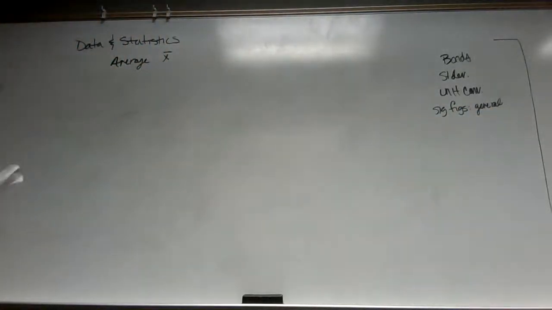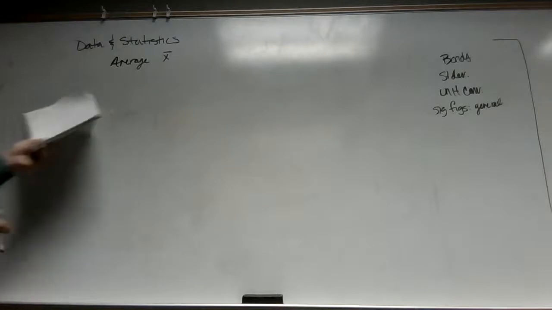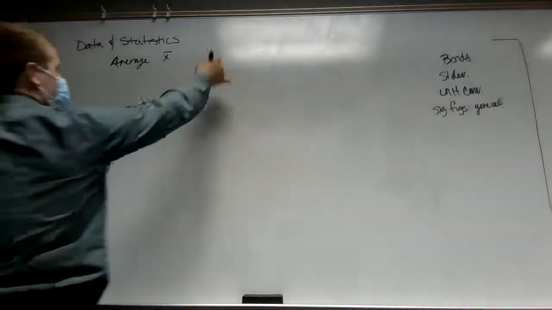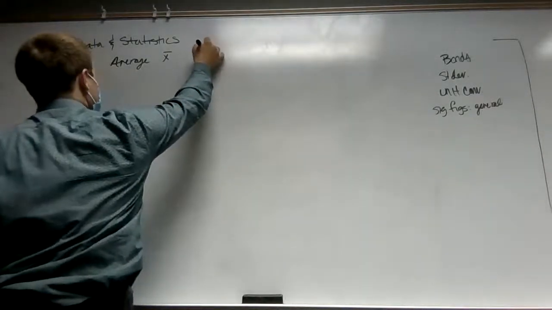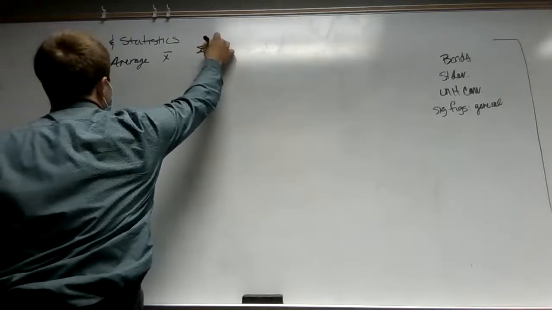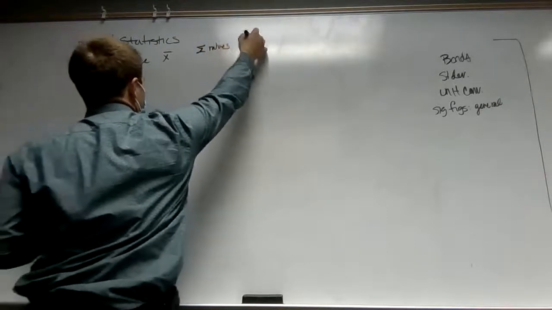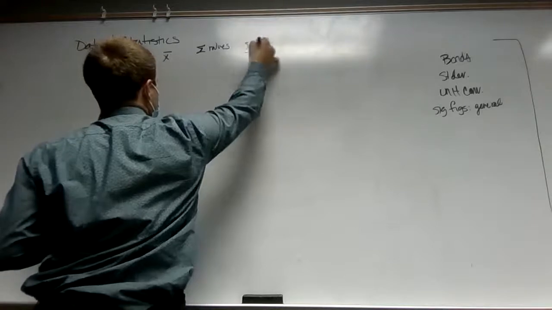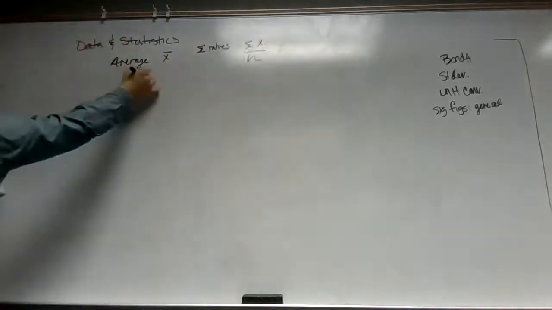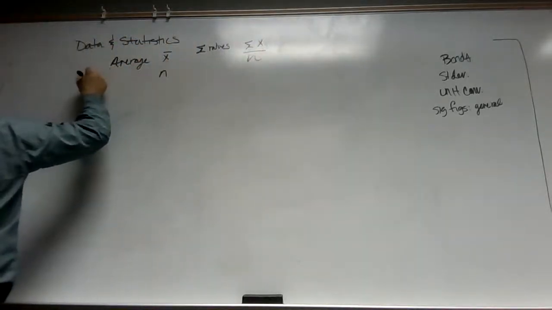Okay, works for me. Your average is X bar, and that is going to be the sum of your values, sum of X, that's sigma sum, divided by n, where n is your number of values.